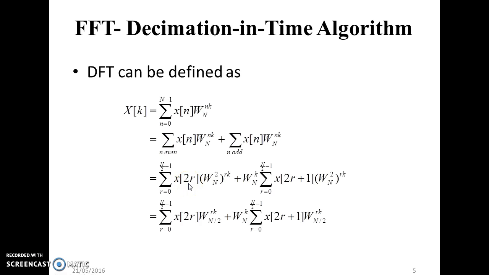If we consider the even sample sequence as 2r and the odd sample sequence as 2r plus 1, then we can write X of k equal to summation over r equal to 0 to N by 2 minus 1 x of 2r into WN raised to 2rk plus WN raised to k summation over r equal to 0 to N by 2 minus 1 x of 2r plus 1 WN raised to 2rk. That is, summation over r equal to 0 to N by 2 minus 1 x of 2r into W N by 2 raised to rk plus WN raised to k summation over r equal to 0 to N by 2 minus 1 x of 2r plus 1 W N by 2 raised to rk.